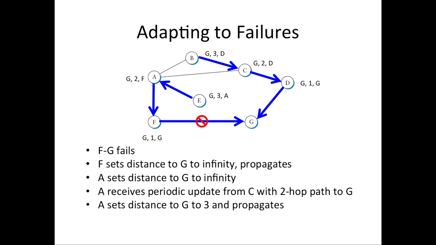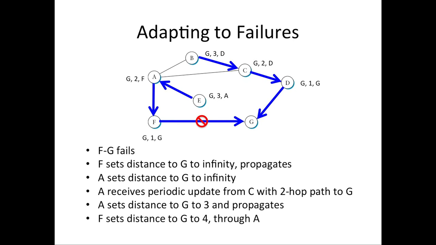Okay. Let's think about node F for a moment. F knows that FG is broken, but F received an advertisement from A that said G 3. What should it do? Update its table. Who is going to be the next hop? A is going to be the next hop. And what is the cost? 4.